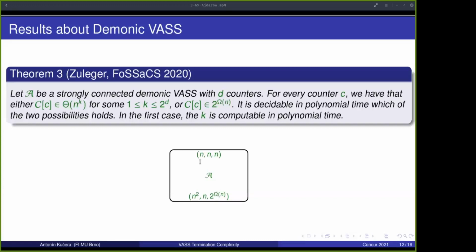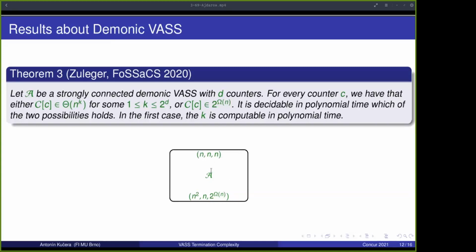This is because we can imagine that we initially divide n by 3 and use the first third of n to pump the first counter to the value which is still asymptotically equivalent to n squared. Then the second third is used to pump the second counter to the value asymptotically equivalent to n. Well, this computation can consist of 0 transitions. And the last third is used to pump the last counter beyond the singly exponential value.